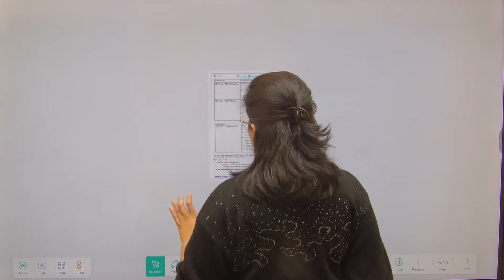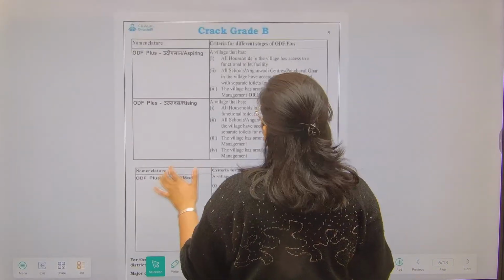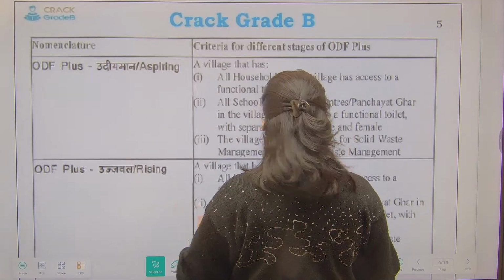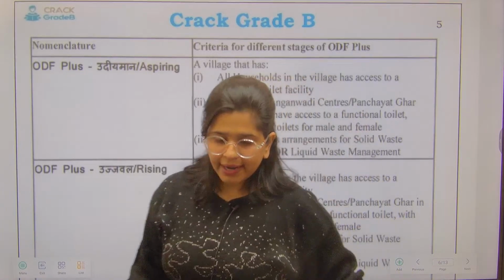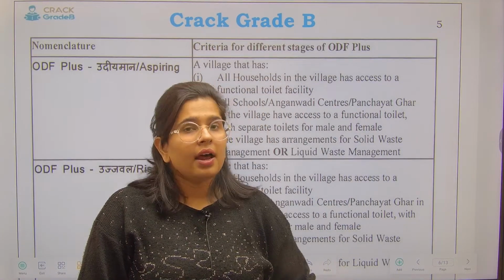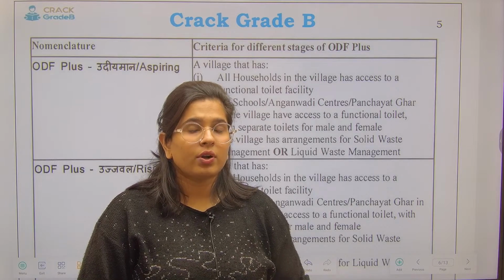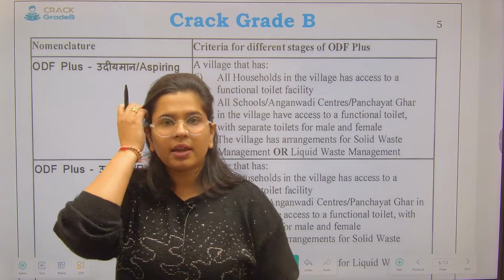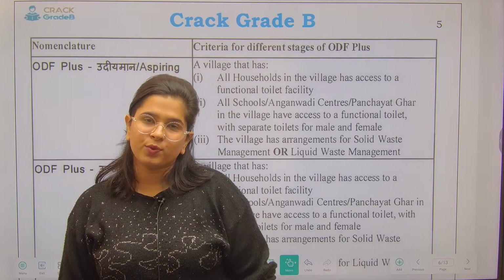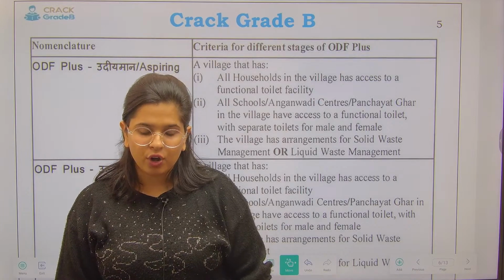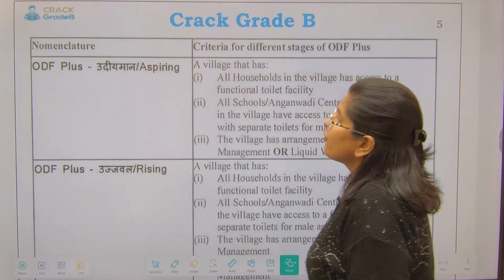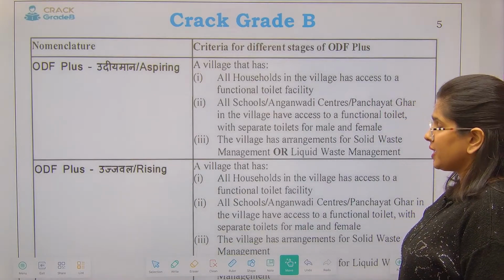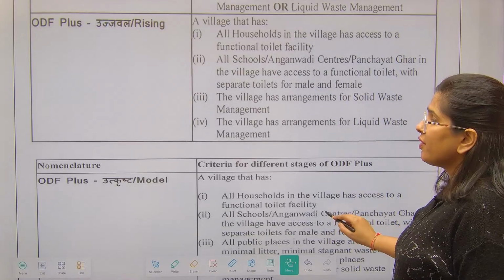Now, this is the classification which is very, very important. So we will look at this classification as well. See, there are terms and you need to know the difference between these terms. That is why in this particular scheme there are 3 different kinds of terminologies which will be used, and you have to understand the difference between all of these 3. So let's discuss it. First of all, we have the ODF plus aspiring, ODF plus rising, right? Moving forward with the ODF plus model.